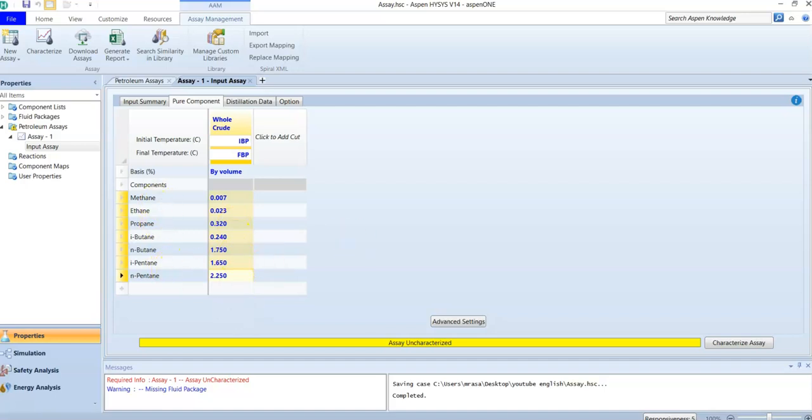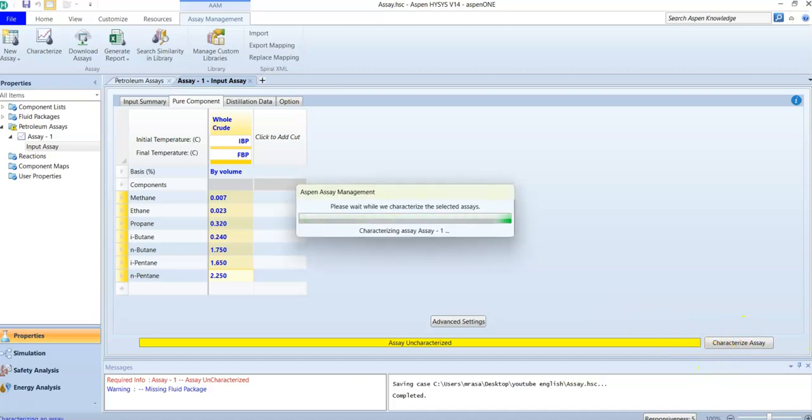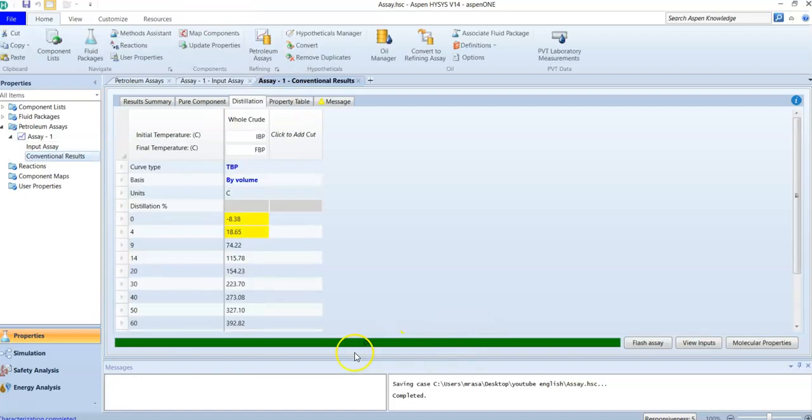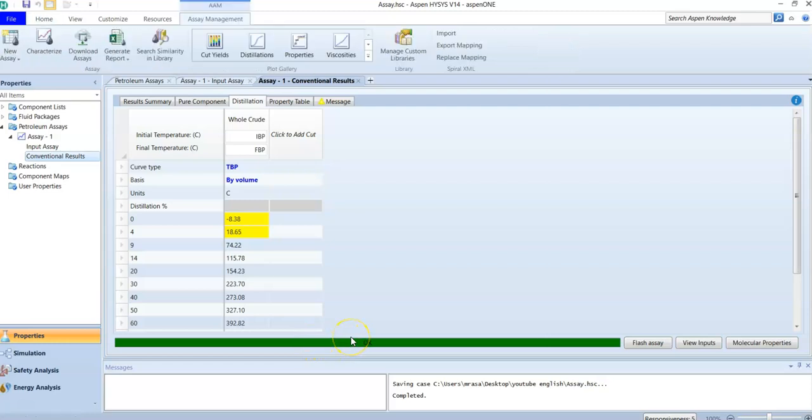Okay, after that we still have our assay not characterized. To characterize our assay, after adding all the information that you have in the input assay and the pure component, you can click over here, which is characterize assay. Okay, it will take some time, so give it some time over here. Okay, and it will turn green, which means our assay is now characterized. Okay, so we can view our results from the petroleum assay.